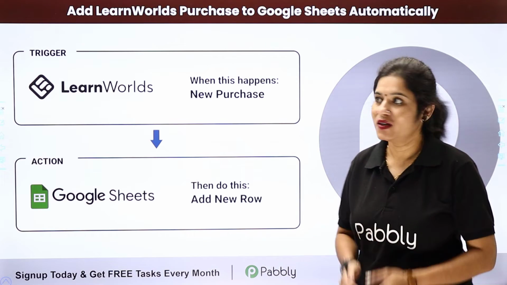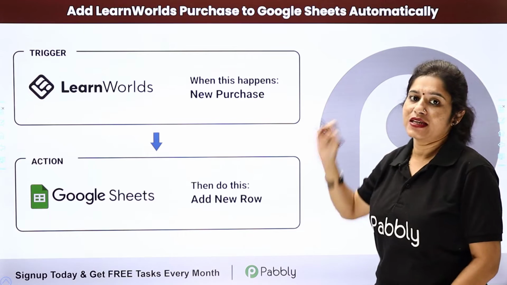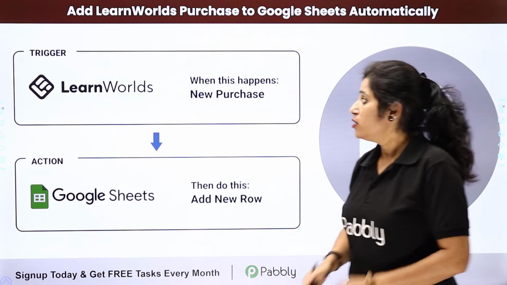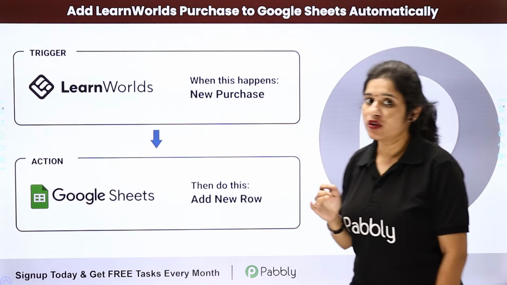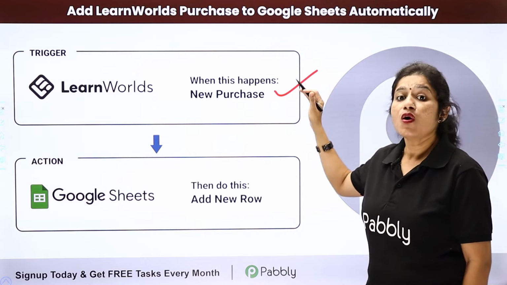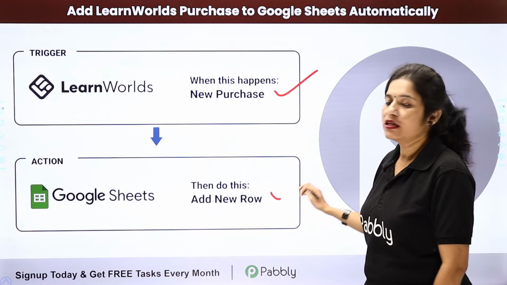In this video, we are going to learn how you can add LearnWorlds Purchase to Google Sheets automatically. So the idea here is that you are selling some courses digitally using your LearnWorlds platform. Now you want that whenever any user purchases a new course into your LearnWorlds platform, automatically the purchase details should be added to your Google Sheet as a new row.